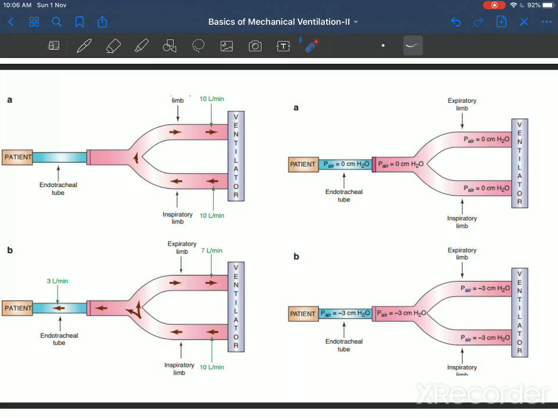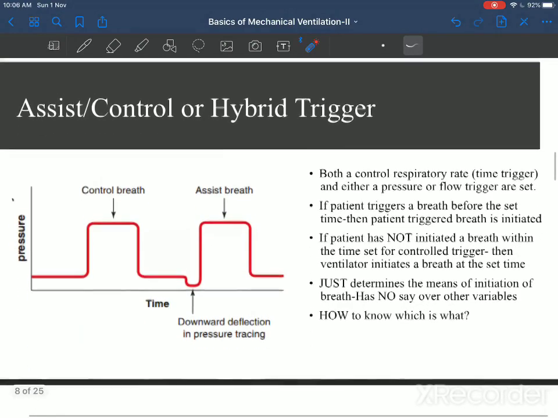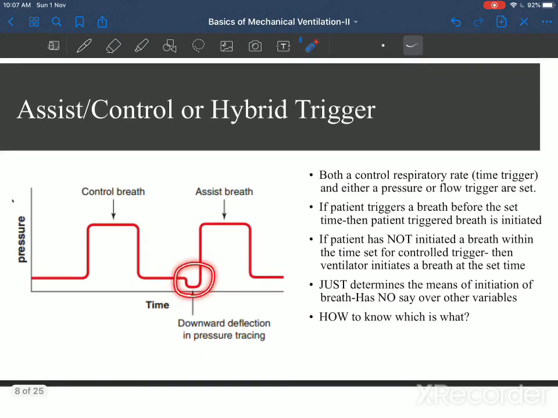That's what happens spontaneously also, correct? So when there is a downward deflection in the pressure tracing, that means it's a patient triggered breath or an assist breath. When there is no downward deflection, it means it's a ventilator triggered breath. Okay, got the difference? This is very important for us to learn ventilator graphics in future classes.